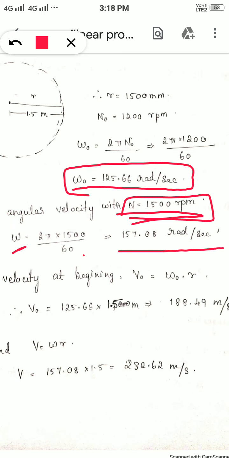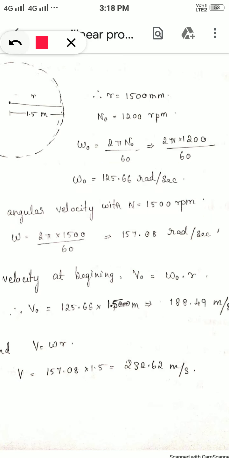All the formulas I had attached to you in the first sheet. Go through it and come to the problem. Velocity at the beginning means v naught, and velocity at the last I am taking as v. So v naught is equal to omega naught into r. That omega naught is already calculated, so substitute your omega naught. R is your radius, that is 1.5 meter. You will get v naught is equal to 188.49 meter per second.